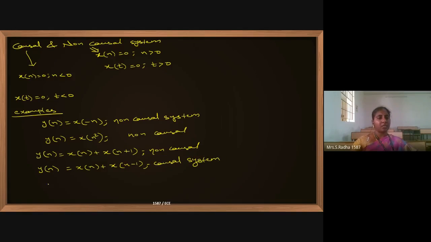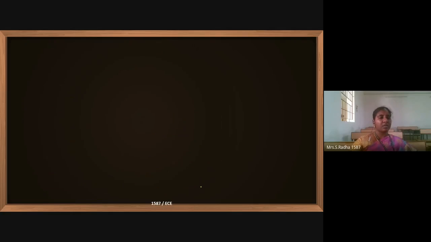The same thing, you can also take y of t equal to x of 2t. It is depending on the future, and future means anticipatory, non-causal. If you have y of t equal to x of t into cos of t plus 1, t plus 1 is there, it is anticipatory, which is a non-causal system. And I have some more examples.